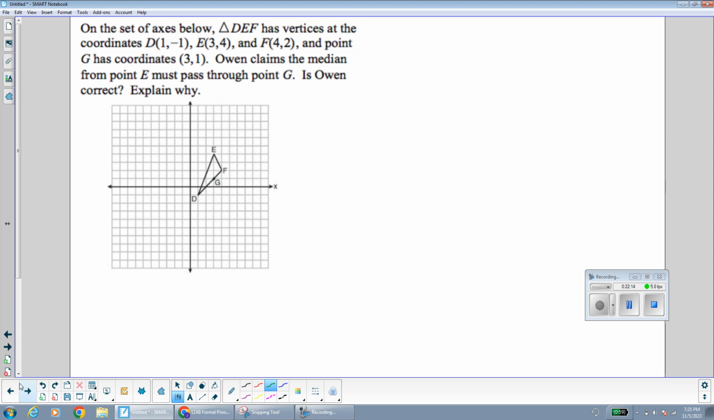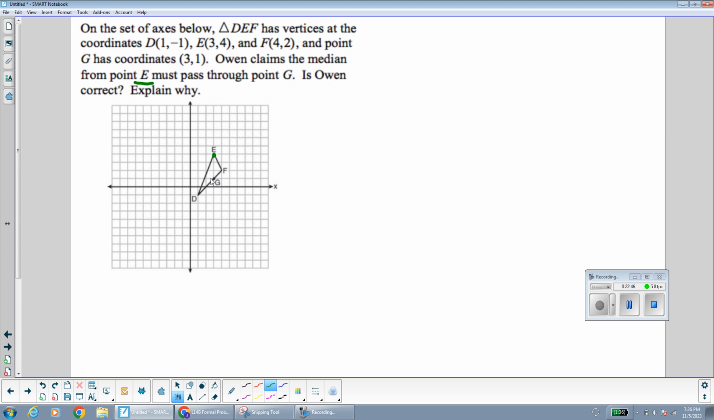Last question over here. We have a triangle. Owen claims the median from point E must pass through point G. Is Owen correct? Explain why. Remember, a median is a segment in a triangle that connects a midpoint of a side to the opposite vertex. If we're told that the median here is from point E, that's a vertex. So it should be drawn from the vertex to the midpoint of the opposite side.